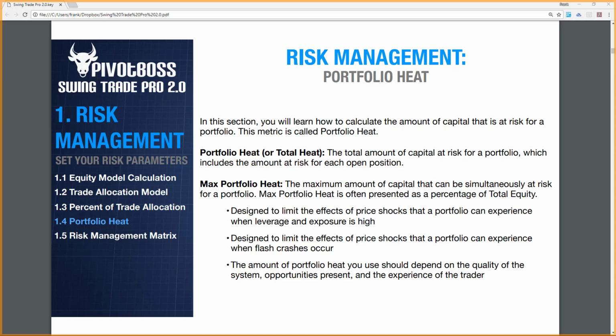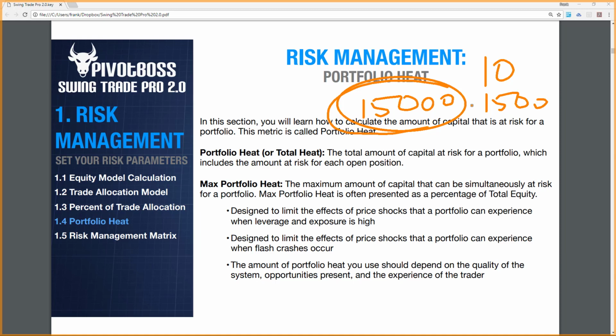Portfolio heat, or total heat, is the total amount of capital at risk for a portfolio, which includes the amount of risk for each open position. So say I have 10 open positions, each one at $1,500 of risk capital, then now I got 15K of risk, right? Total of all those open positions. And so understanding what this amount is as a percentage of your total equity is very, very important, because you don't want that percentage to be too high.